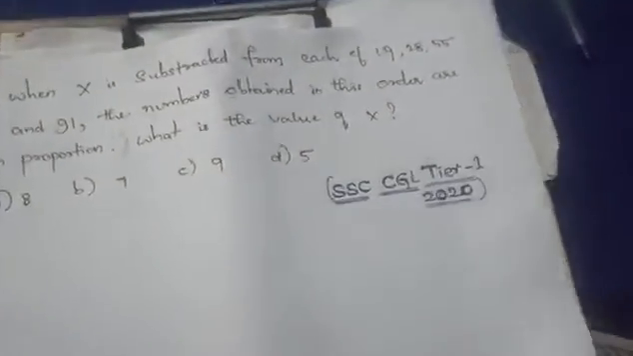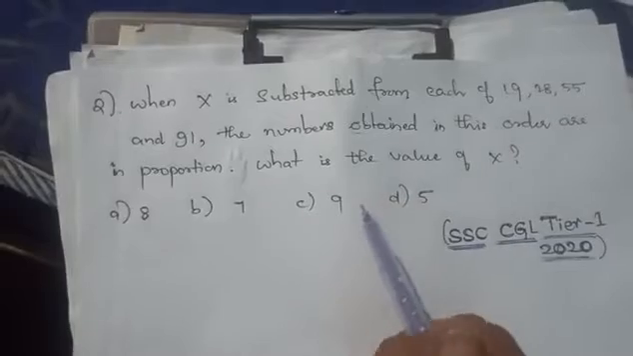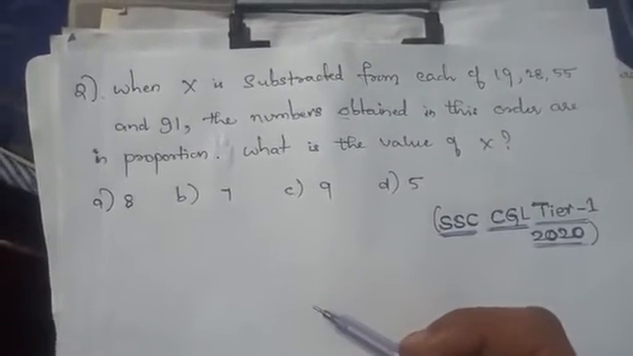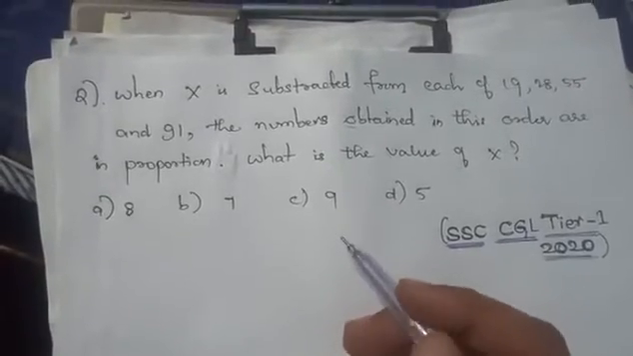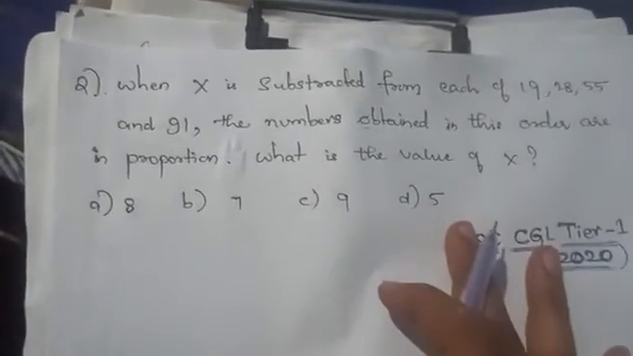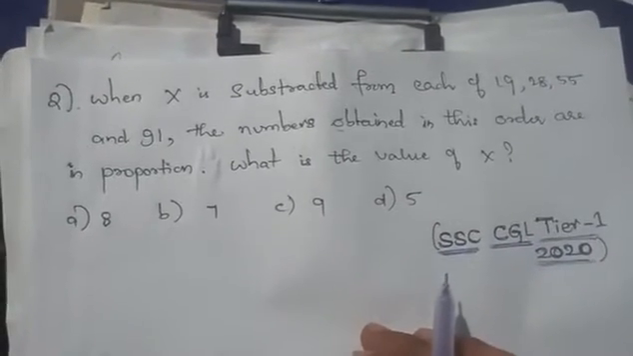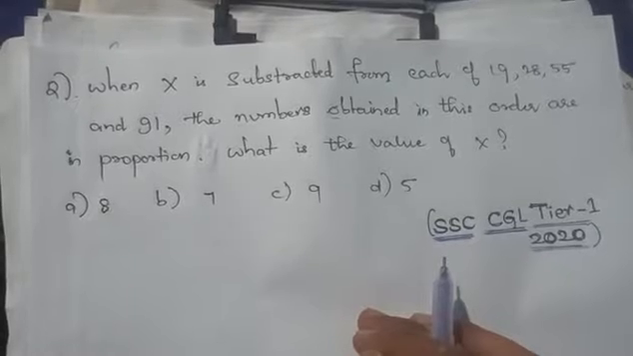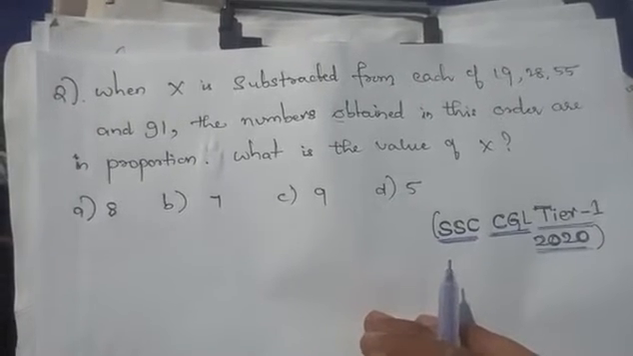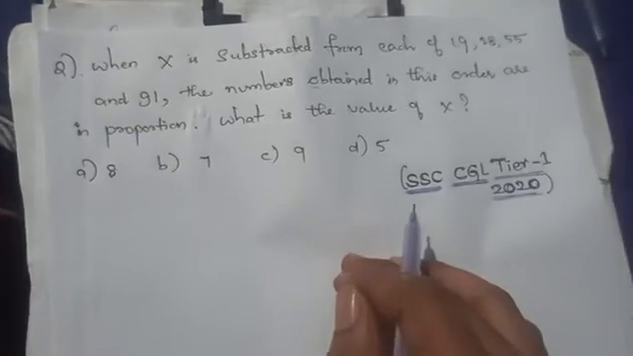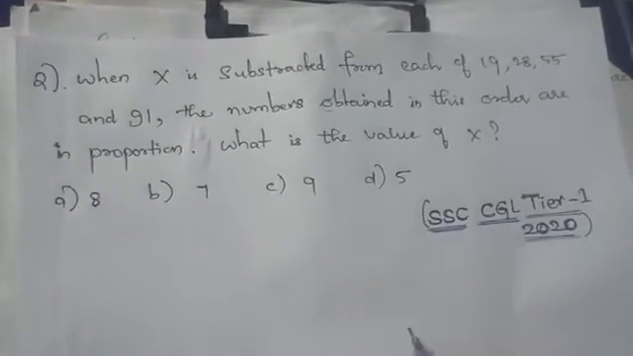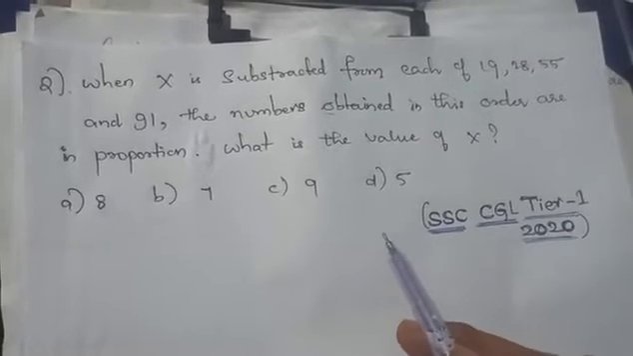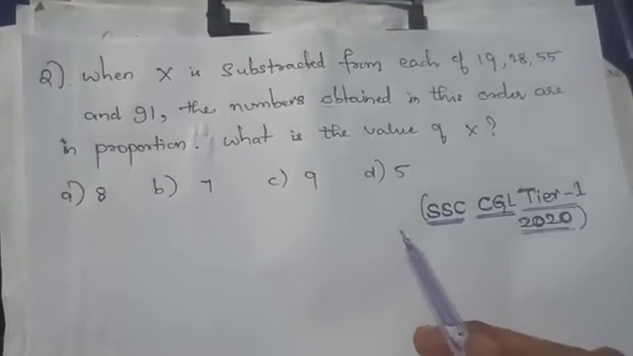Okay, so here is the ratio concept. Even in the ratio concept, we can apply the digit sum or last digit method, and you can usually solve this question within a fraction of a second. Okay, you can read the question. When x is subtracted from each of 19, 28, 55, 91, the numbers obtained in this order are in proportion. Then what is the value of x? They have given the numbers 19, 28, 55 and 91.